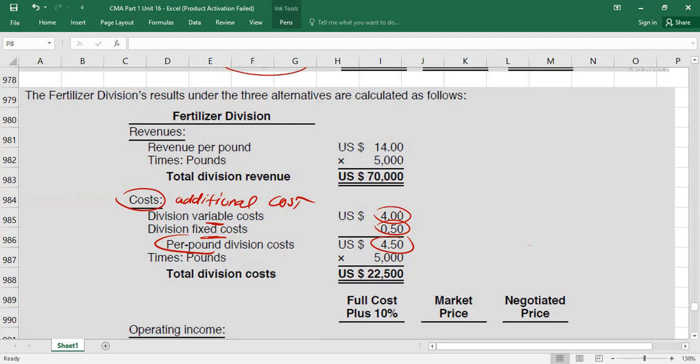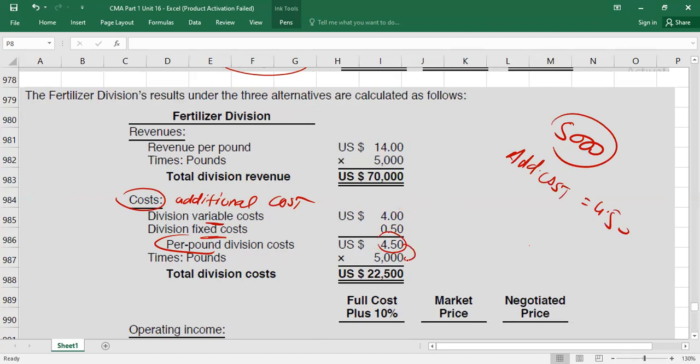And how many pounds is he manufacturing? He is manufacturing only 5,000 pounds. It will be given in the question. And what is the cost per pound? Additional cost per pound is how much? 4.5. Okay, if I want to calculate the additional cost for 5,000 pounds, how will I do it? I will take 4.5 multiplied by the number of pounds, which is 5,000. So this is going to be my additional cost along with the purchase cost. Purchase cost is separate. So this is my additional cost which I will incur.